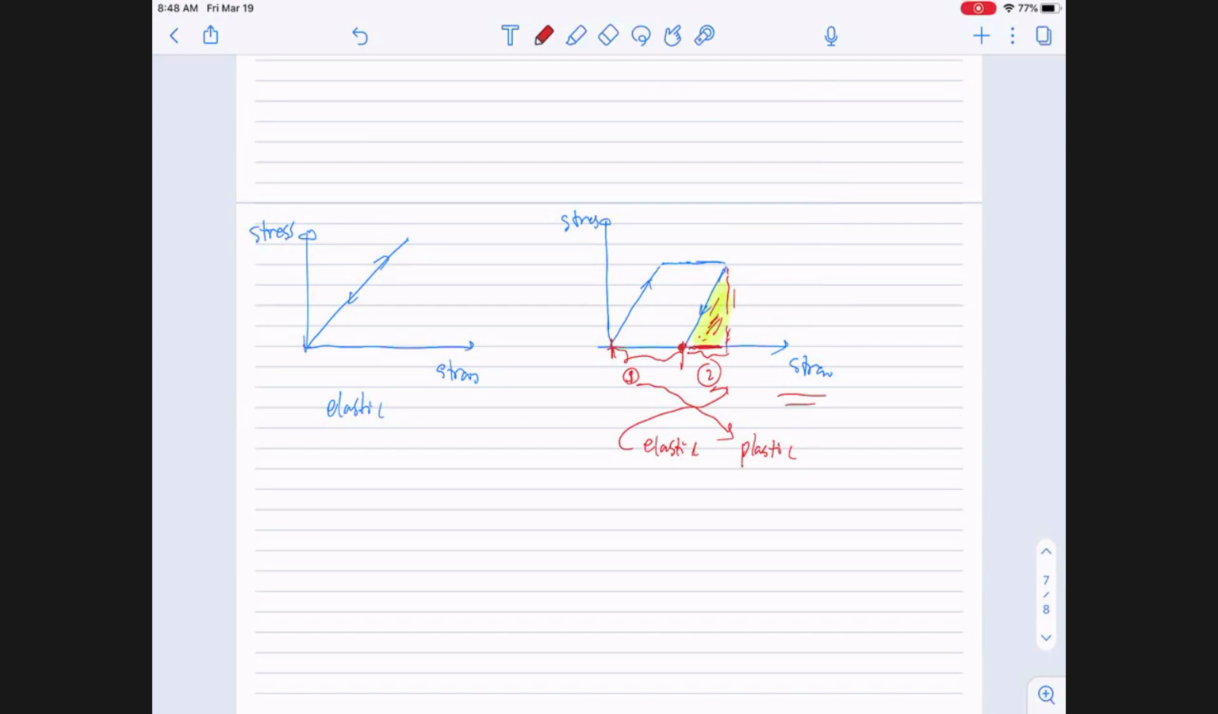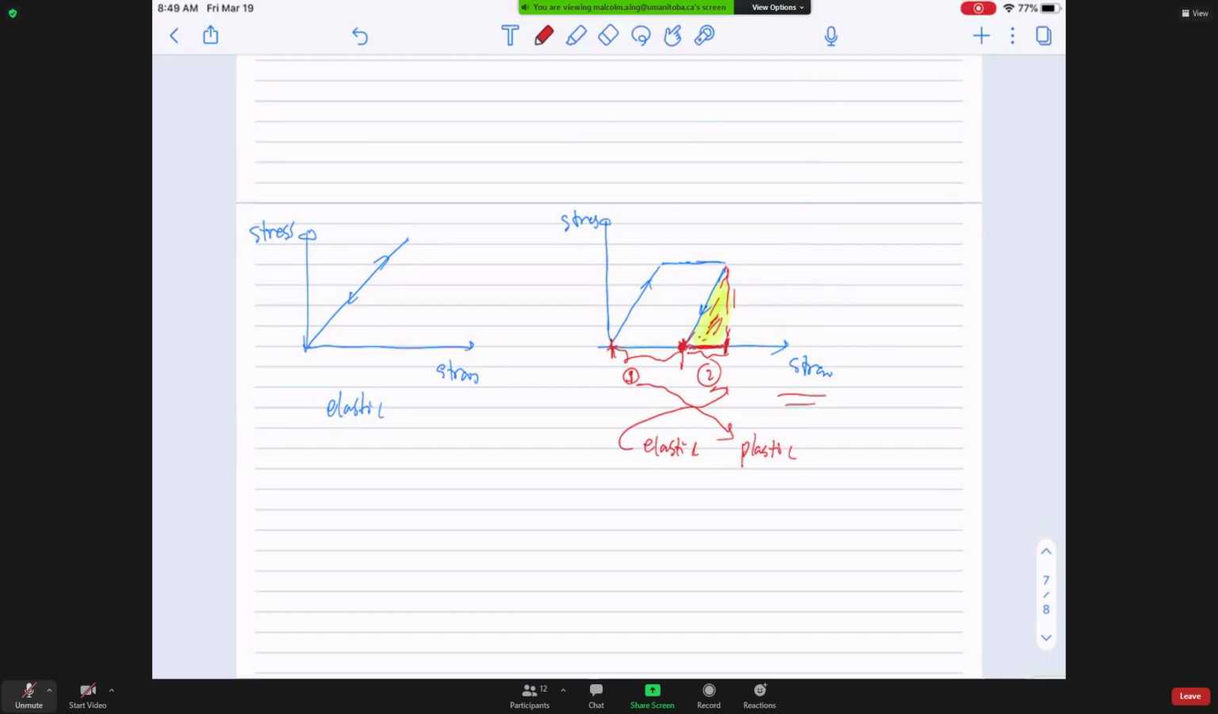You see, if we release the loading, this part quickly goes back. That means this part is recoverable, and this part cannot go back to the zero point, meaning permanent deformation happens in this location. So only this elastic part is released. So part two is the elastic deformation part.